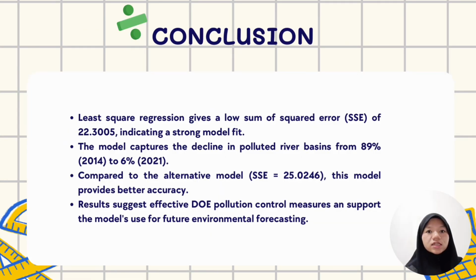In conclusion, the least square regression analysis of Malaysia river basin BOD5 pollution data yields a sum of square error, SSE, of 22.3005 for the fitted trend line, indicating a strong model fit that captured the observed decline from a peak of 89% polluted basins in 2014 to just 6% by 2021 across 120 to 144 monitored basins.